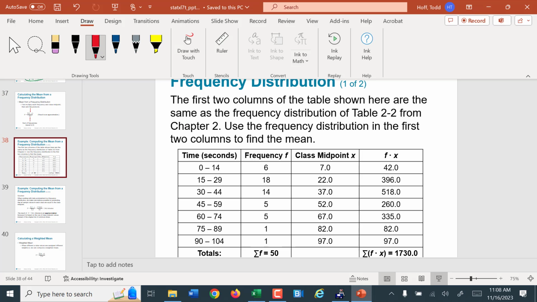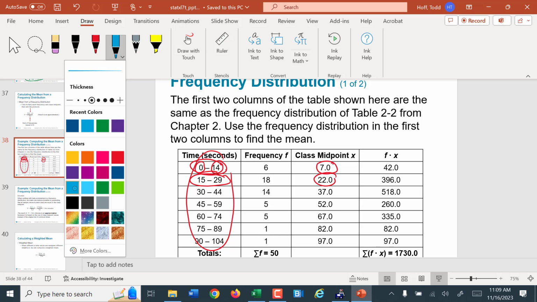In this frequency distribution, first of all, if we have single numbers, this is really easy. If we have a range of numbers like this, we first have to find the class midpoint. We find that by doing 0 plus 14 and dividing by 2 gives us a midpoint of 7. 15 plus 29 is 44, divided by 2 gives us a midpoint of 22. And so we're using that midpoint as our value instead of the range.